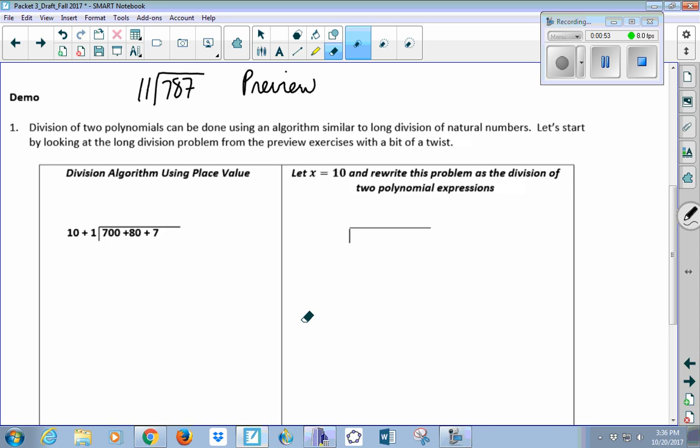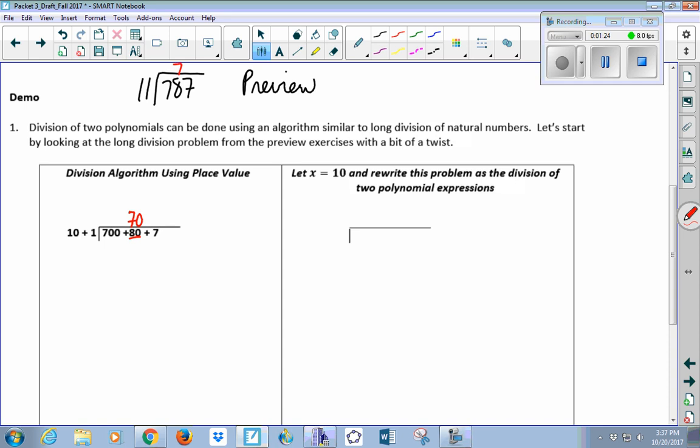And now when I do my division, I'm really going to be focusing on the largest place value in my divisor, which is 10, and the largest place value in my dividend here, which is 700. And I'm going to ask myself, how many 10s go into 700? And my answer is 70. So I'm going to write 70 above its like place value right here, 80.